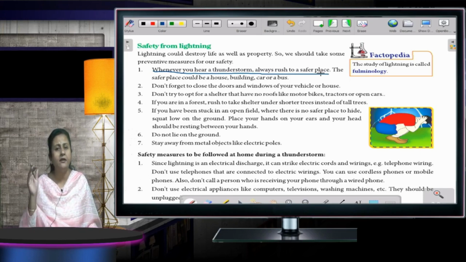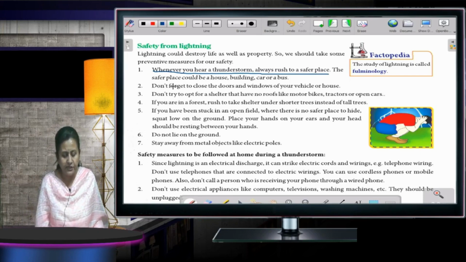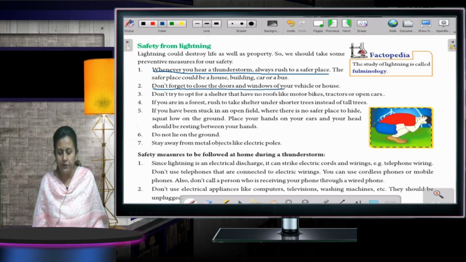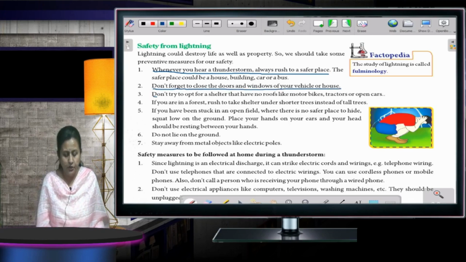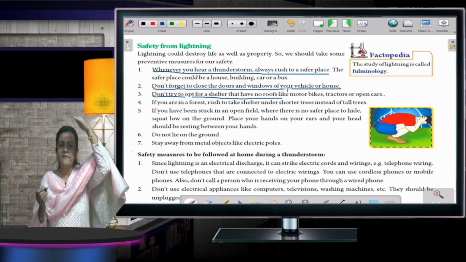Don't stand down. Okay, don't move out and keep on staring. In fact, you should rush to a safer place. Don't forget to close the doors and windows of your vehicle or house. Don't try to opt for a shelter that has no roof. You should always be under a roof.